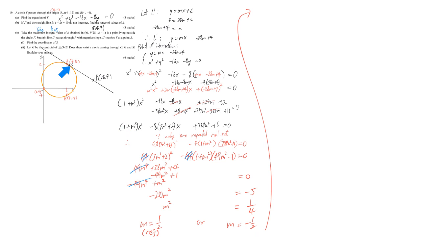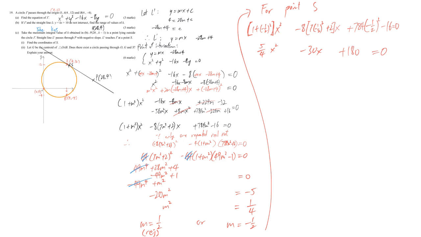And because we're concerned about the point S, that means the point of intersection, so we look at this equation. Before that, we didn't know m, but now we already know that. We have 5 over 4 x squared minus 30x plus 180 equal to 0. Then you just simply use the formula. We get x equal to 12. Another solution is also x equal to 12. It should be one single value only, because you already limited the situation to only one real root. So therefore, the x coordinate of S is 12.